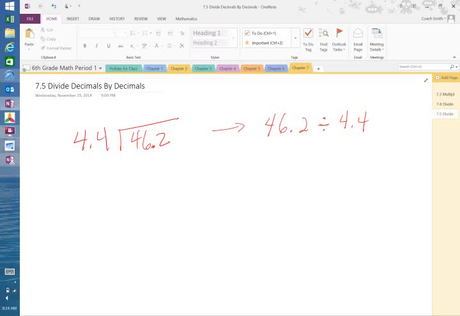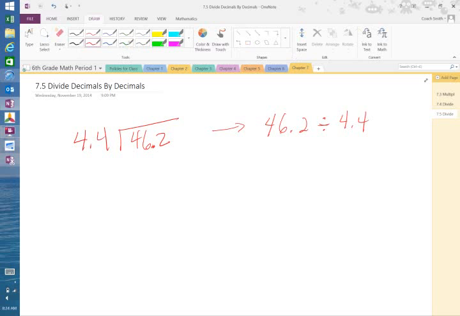Now, this is the divisor. This is the dividend. So the same thing is true here. Divisor, dividend.